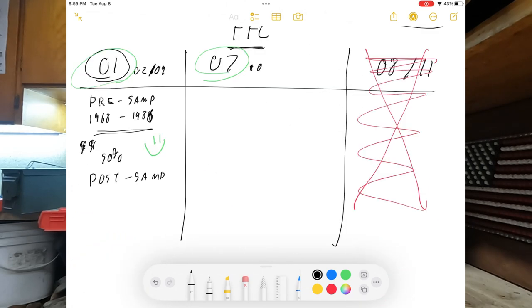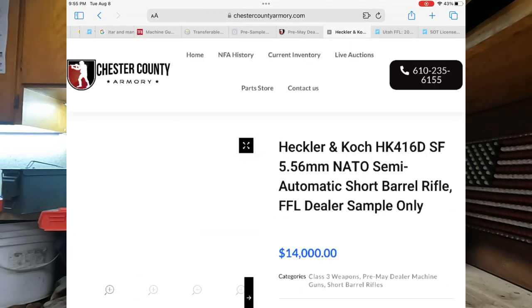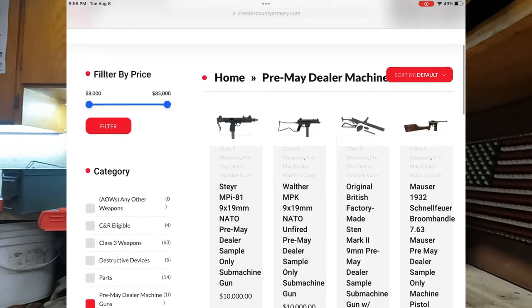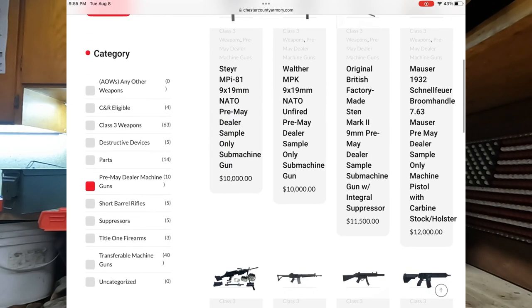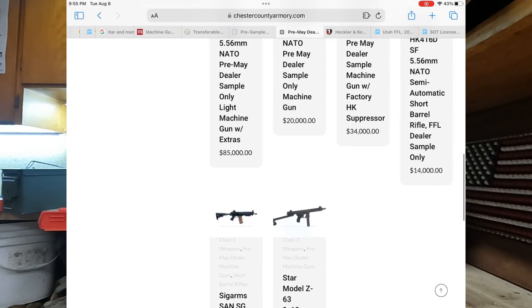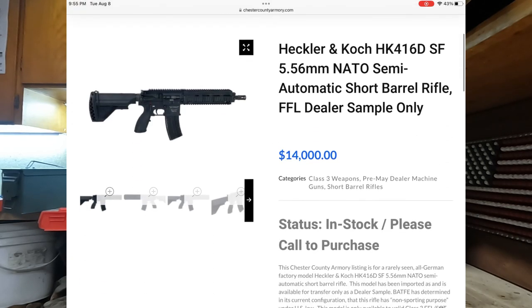Let's look at some of these other pre-sample ones. Here's a bunch of different pre-samples with their respective price tags. You'll notice they are cheaper. They're still very expensive, but they are cheaper. So here's an HK. It's an AR-15 pattern rifle.